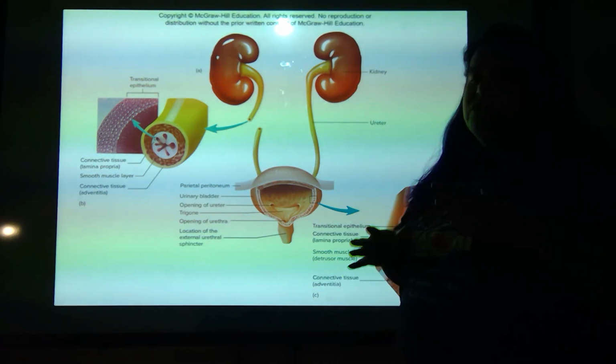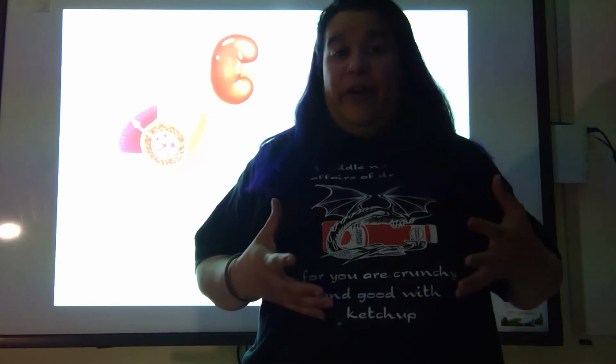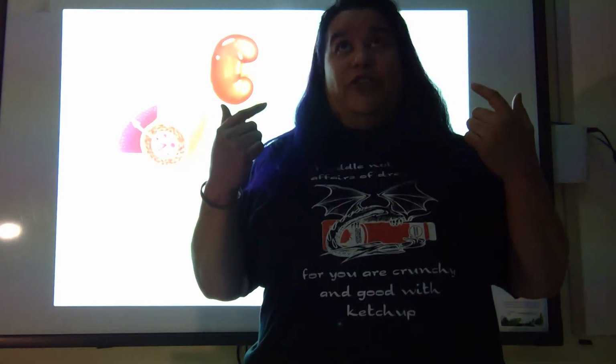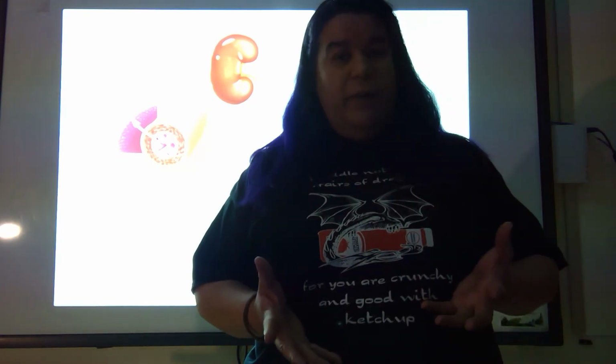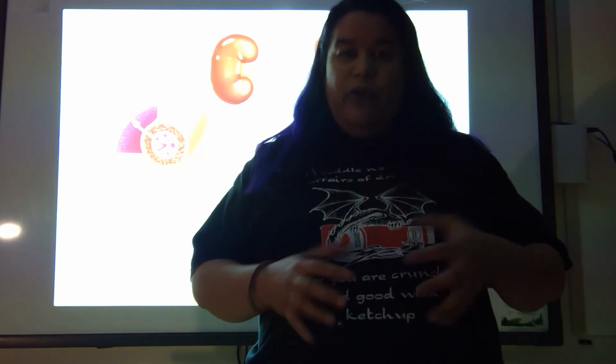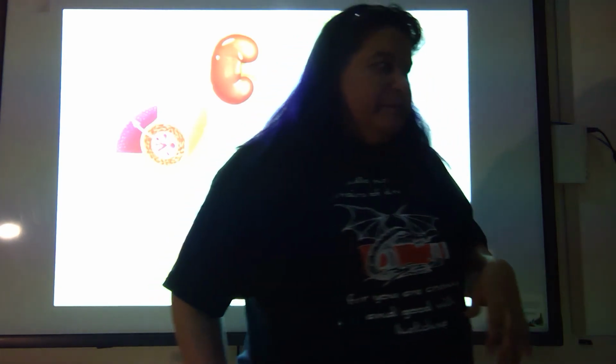The kidneys are not in the abdominal cavity, they're retroperitoneal. The ureters are also retroperitoneal. The bladder is in the pelvic cavity. It's not in the abdominal cavity. So that outer layer is not going to be a serosa. It's going to be an adventitia because of that.